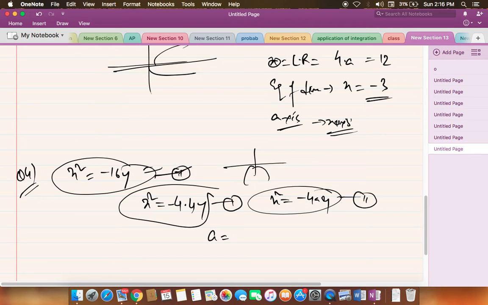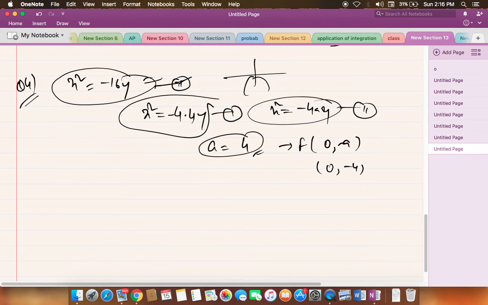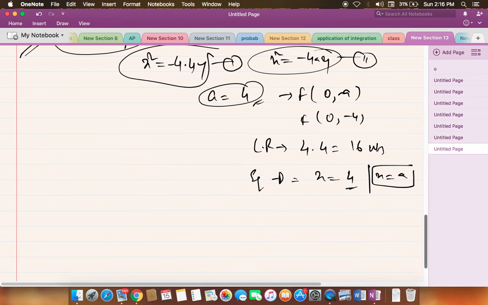Comparing this and this, we get value of a is equals to 4, and focus out here is given by 0 comma minus a. Therefore your focus is equals to 0 comma minus 4. The length of latus rectum stays the same, 4 into 4, 16 units. Equation of directrix is given by y is equals to a. All have been given to you before. And last is the axis. Which axis is this? This type of parabola is downward, so it's on y axis.